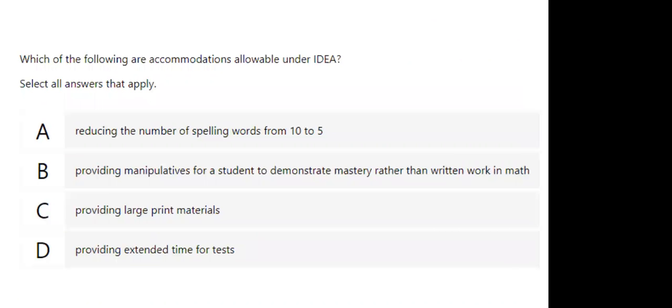Next question. Which of the following are accommodations allowable under IDEA? And there's more than one correct answer. These are those questions where you choose multiple answers that are correct. Could be one, could be more than one, of course, because they say select all answers. So you know you're going to have at least two and not all four. Usually if they say select all answers that apply, you don't just have one. It's usually two or more.